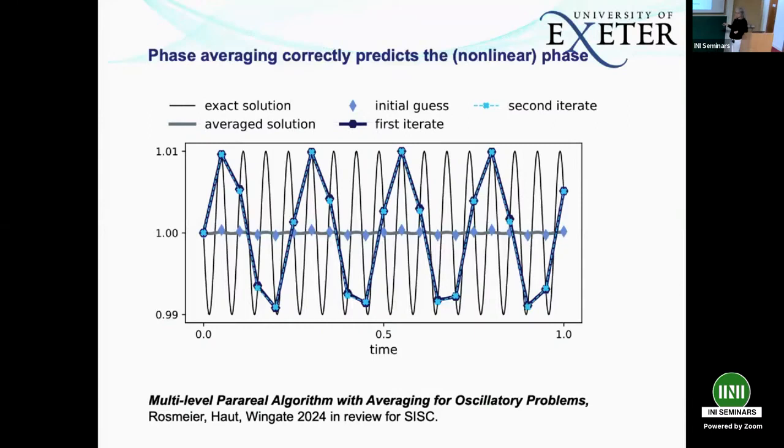So the parareal works very well with amplitude, but not phase. You have to find another way to do the phase. And then the second iterate is here too, but you can see we get pretty close just on the first iterate, making a guess with the right phase. So we nail the phase with this method, and then we do the parareal iteration to get the amplitude correctly.